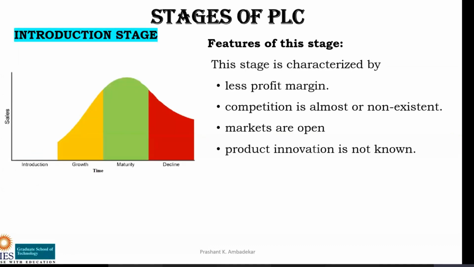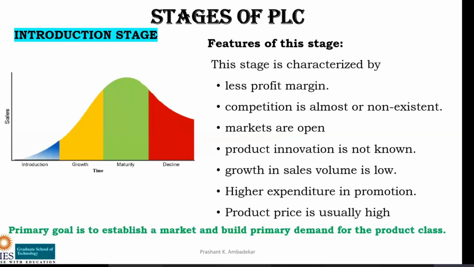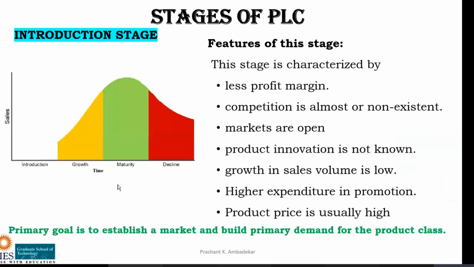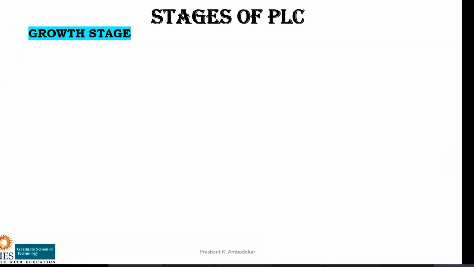What are the features? The profit margin is less, prices are high, product is new and it is an innovative product, and competition is not there. This is the most important thing. There is no competition, and growth in sales volume is low because it's the first stage. Then comes second stage. So what is the important thing in this? Primary goal is to establish market and build customer for the product. Then comes strategy. Then comes growth stage.